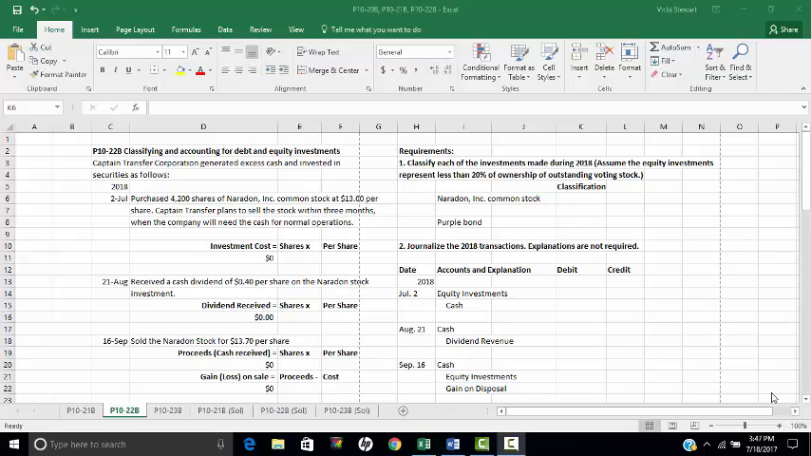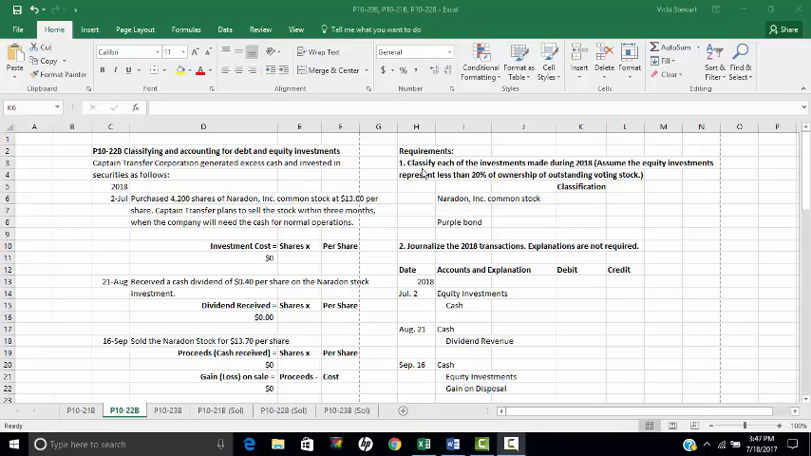This is a demonstration of problem 10.22B, classifying and accounting for debt and equity investments. Captain Transfer Corporation generated excess cash and invested in securities as follows. On July 2, 2018, they purchased 4,200 shares of Narodon Inc. common stock at $13 per share. Captain Transfer plans to sell the stock within 3 months when the company will need the cash for normal operations.